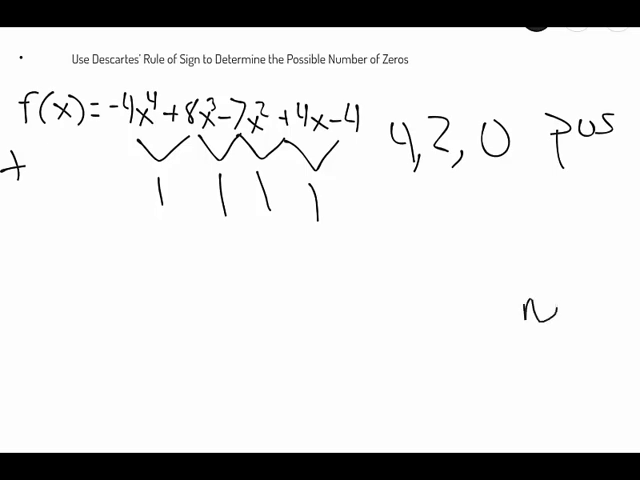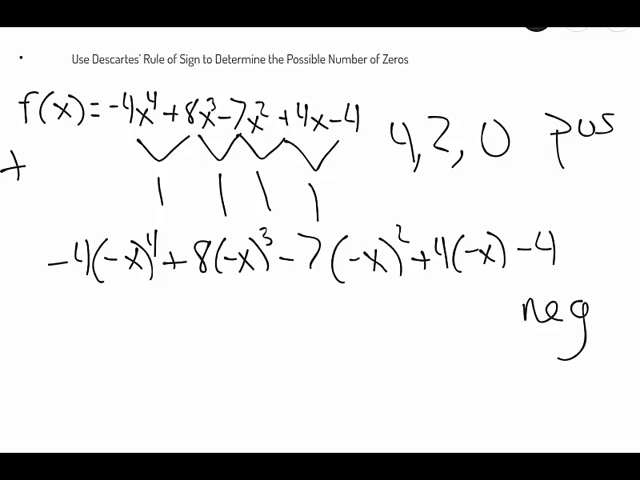In order to figure out how many negative real zeros we will have, what we need to do is plug in negative x for x and do the same thing: count how many changes in sign we have. So if we plug in negative x for x, this is what it's going to look like.